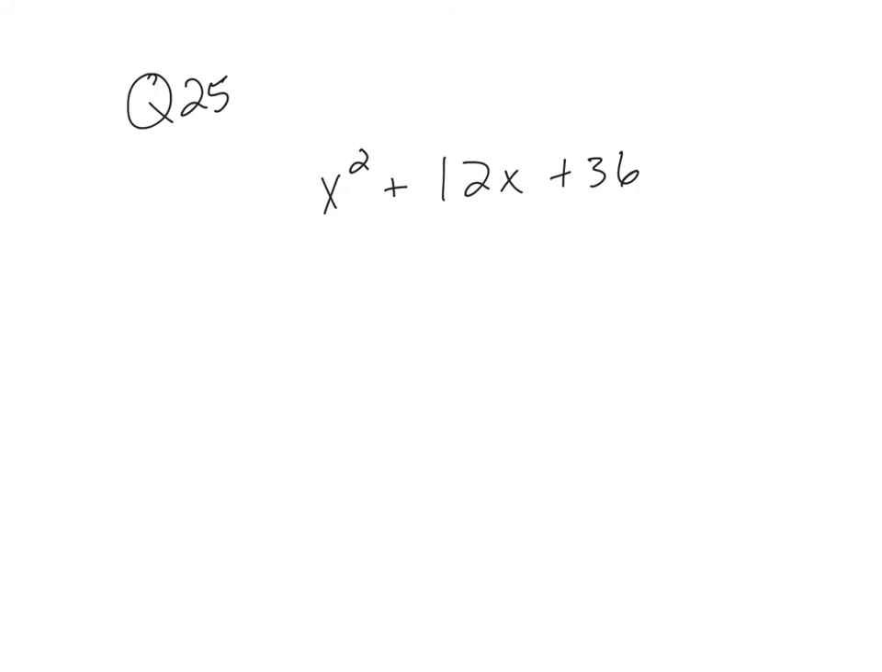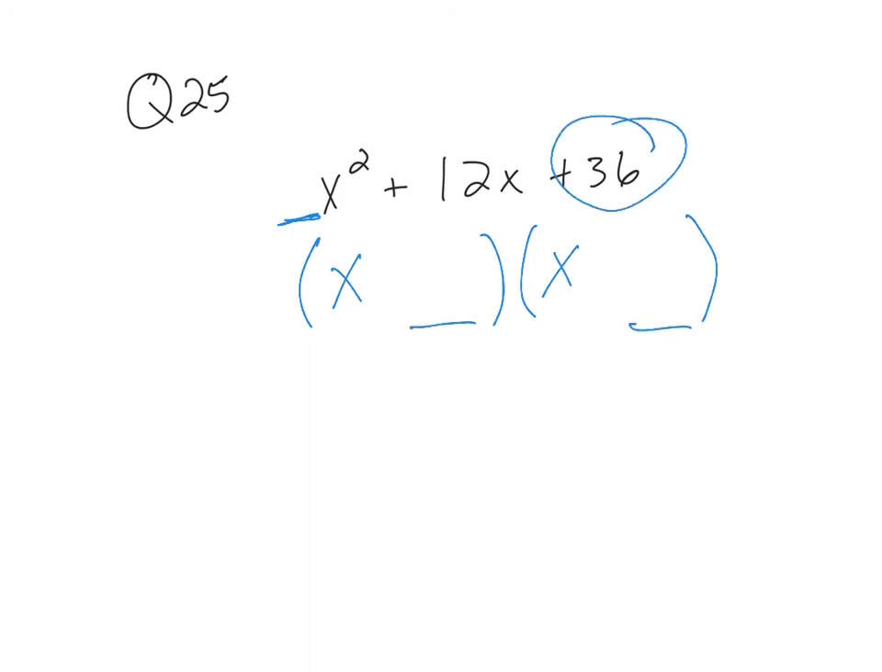For question 25, we're asked to factor this expression. So this is kind of like how in FOIL we multiplied and got the expanded expression. Now we want to go backwards and put it into those binomials. So I know my answer is going to have two binomials. I know since there's no leading factor with x that they're both going to start with just x.